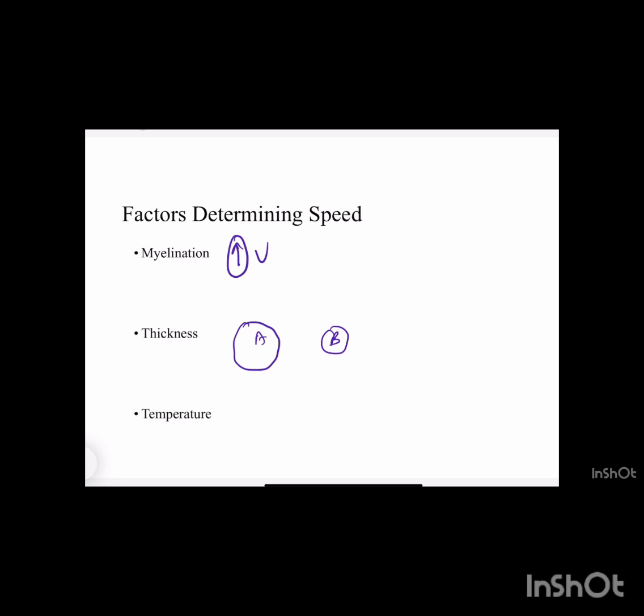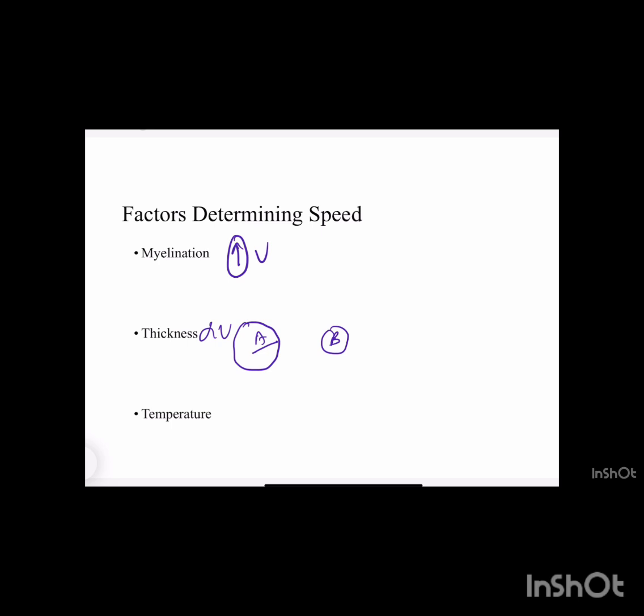The velocity also increases. Why? Because the longitudinal resistance will decrease, so the local current can spread farther. So if the axon is thicker, the speed of conduction is faster, so thickness is directly proportional to velocity.